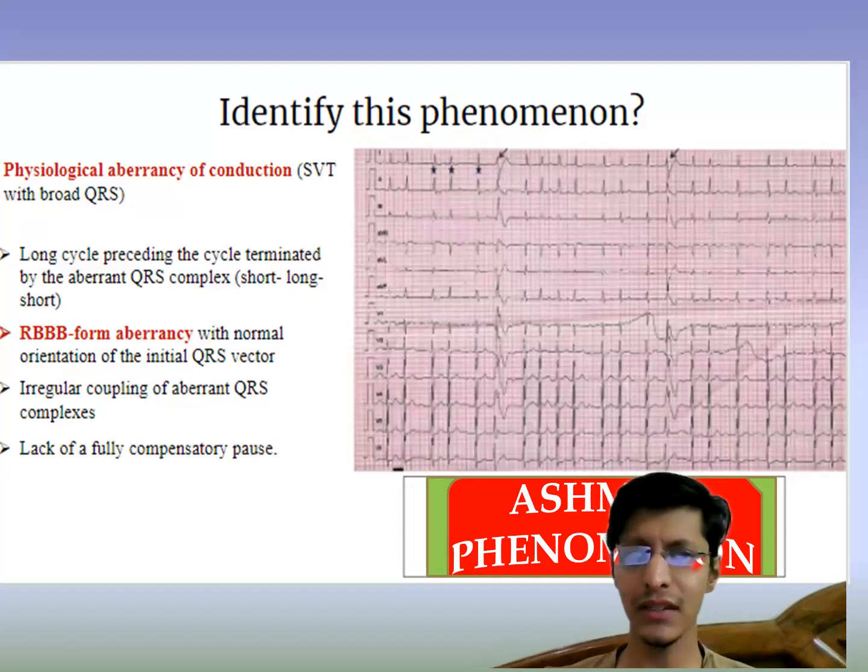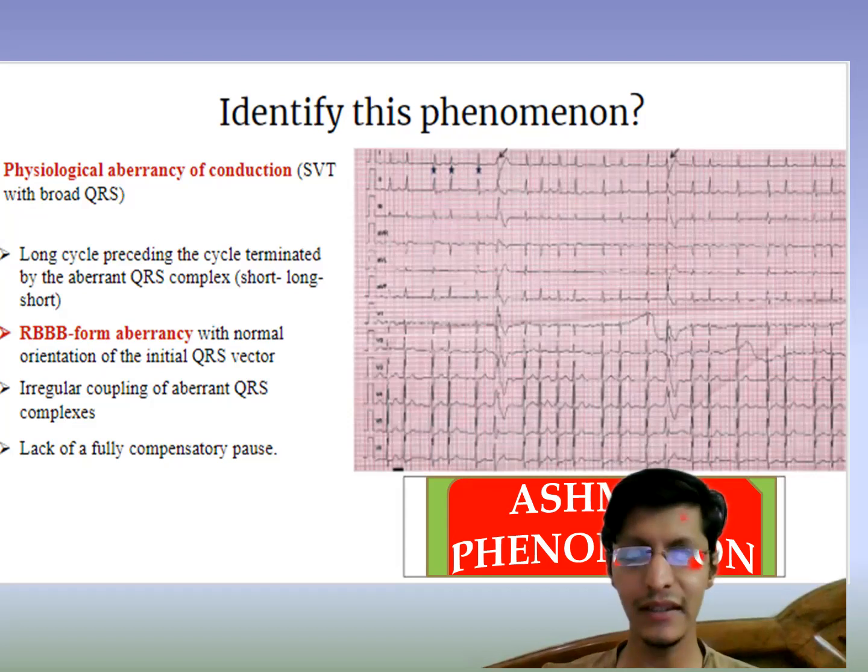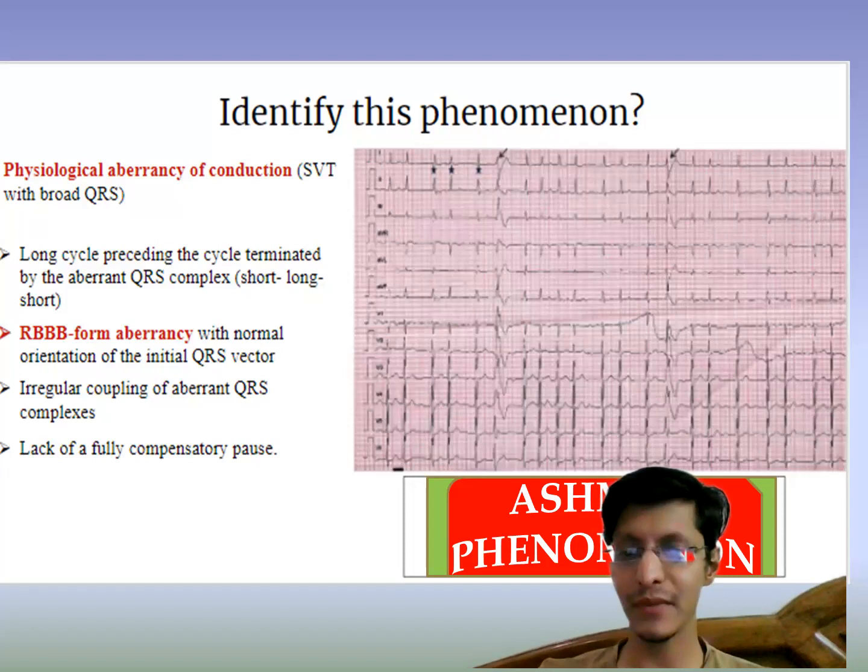Now identify this phenomenon. What you can see is a RBBB-form aberrancy with a normal orientation of the QRS vector. So this is basically the Ashman phenomenon.